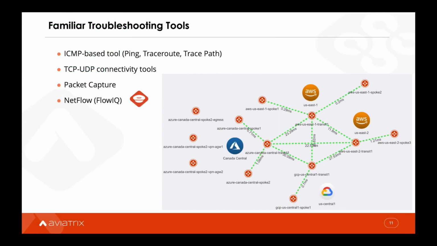Now I want to show you the Network Engineer's Toolkit on the Aviatrix platform. These are tools that many of you are familiar with when troubleshooting on-prem networks. We'll go over ICMP-based tools such as ping, traceroute, and tracepath, TCP and UDP connectivity tools, and packet capture. And separately, the UI walkthrough module section on Copilot Flow IQ covers the use of NetFlow for visibility. Let's dive in with an example.